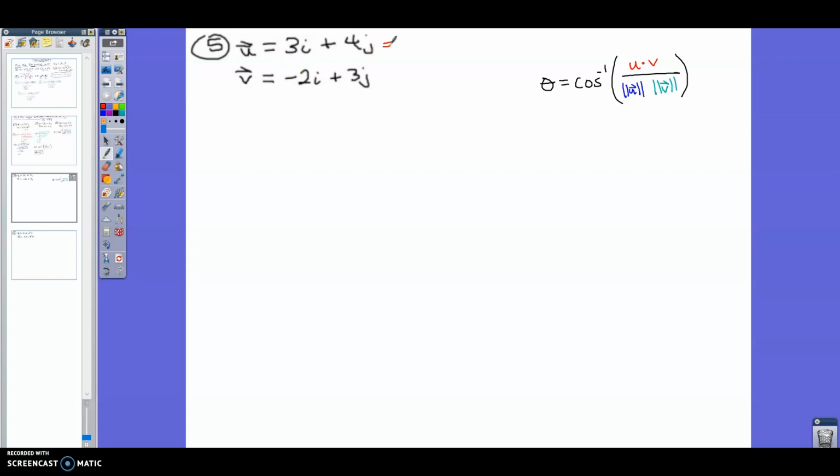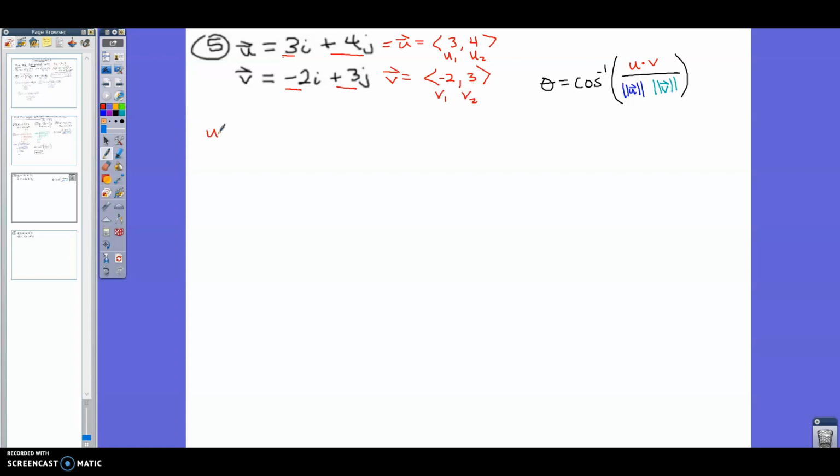Now, we can convert these to component form by looking at the coefficients. So we convert this to component form, looking at the coefficients, so 3 and 4. So the 3 is u1, the 4 is u2. And same thing for vector v. We can rewrite that in component form by looking at the coefficients, so -2, +3, and that's given by v1, v2.